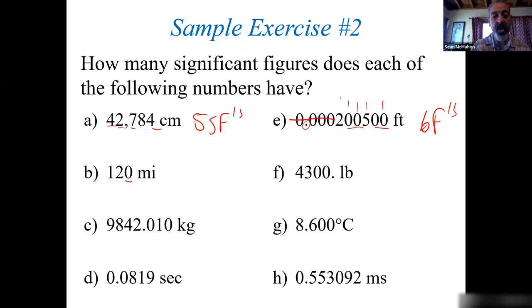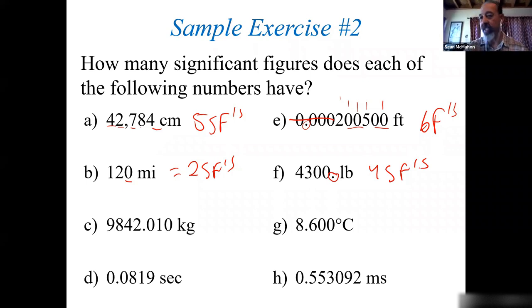Here, this is trailing, there's no decimal. 2 sig figs. This is trailing, but now someone put a decimal. So what does that mean? They count. 4 sig figs. Oh, I went out of order. I'm sorry about that. Reading left to right here.